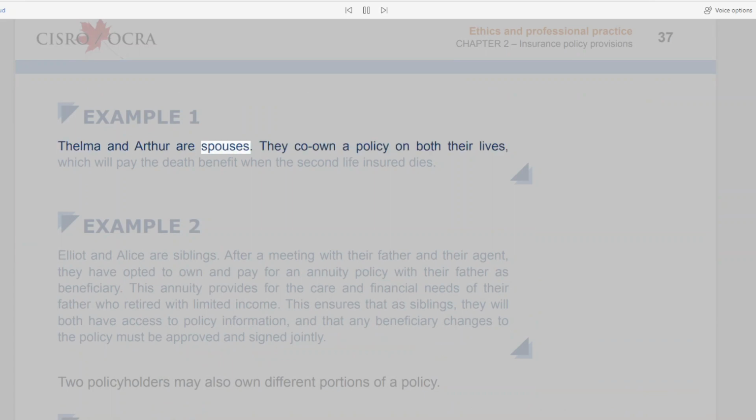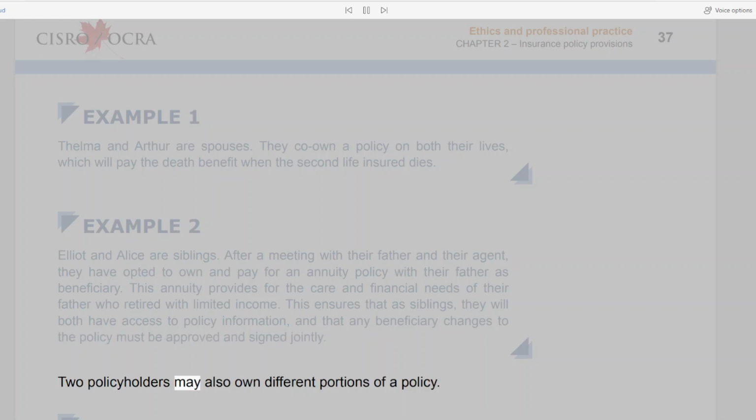Example 1. Thelma and Arthur are spouses. They co-own a policy on both their lives, which will pay the death benefit when the second life insured dies. Example 2. Elliot and Alice are siblings. After a meeting with their father and their agent, they have opted to own and pay for an annuity policy with their father as beneficiary. This annuity provides for the care and financial needs of their father, who retired with limited income. This ensures that as siblings, they will both have access to policy information, and that any beneficiary changes to the policy must be approved and signed jointly.